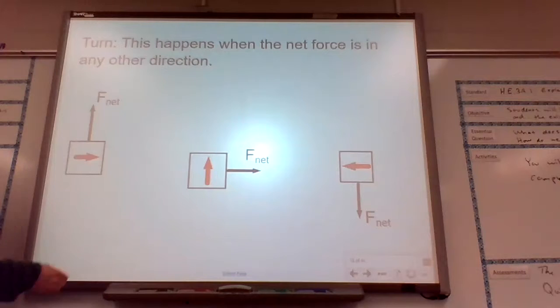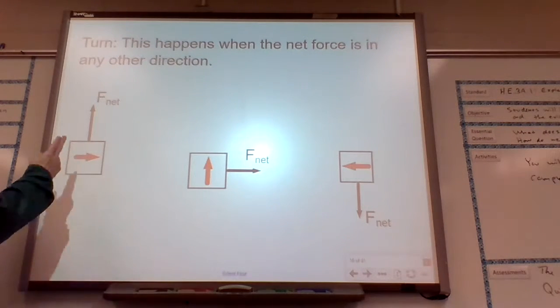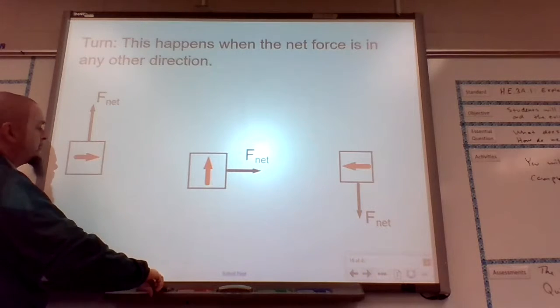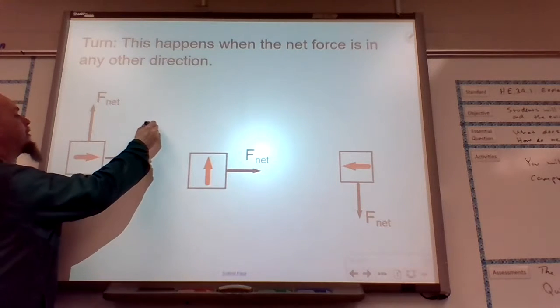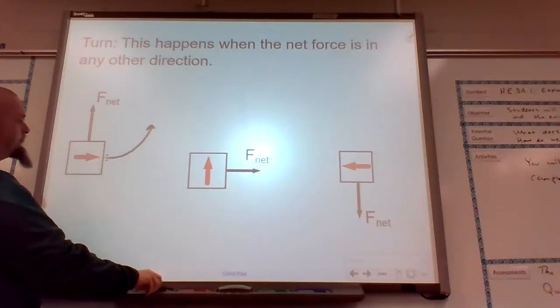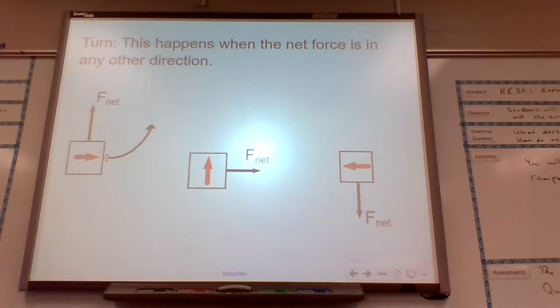So in this example, my object is moving to the right. The net force is being applied upward, so this object would turn upward. Because this force is perpendicular, there would be no change in speed as it did so. Again, to change the speed of the object, we have to be forward or backwards. This is directly perpendicular, so the object would just change direction.